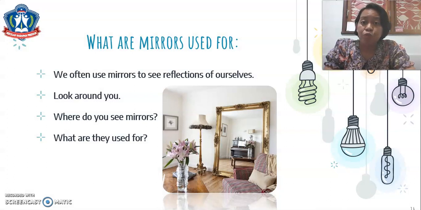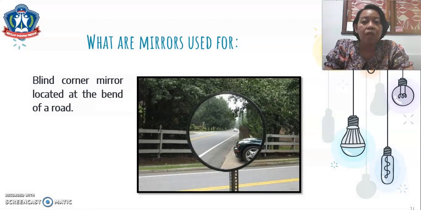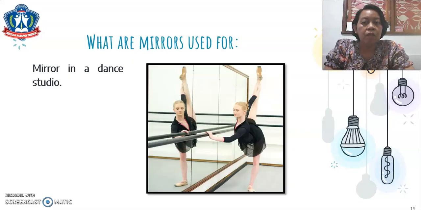What are mirrors used for? We often use mirrors to see reflections of ourselves. Look around you. Where do you see mirrors? What are they used for? Let's try to find out. Mirrors in a hair salon. Of course, we are familiar with this, right? Especially with the girls. Blind corner mirror located at the bend of a road. Car wing mirror. Most of you who have cars can relate with this. Mirror in a dance studio.